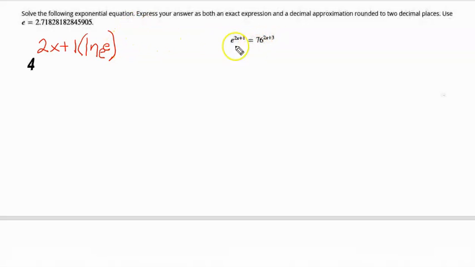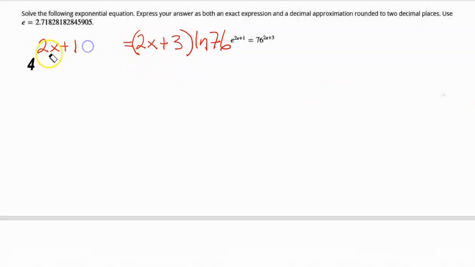So keep that in mind. So what happens to this side? Well, it's going to equal, I'm going to take my exponent, put it out in front, 2x plus 3 in parentheses. And now the natural log of 76. Now, we know this is just going to be a 1, so I'll erase that. So this side is okay the way it is.